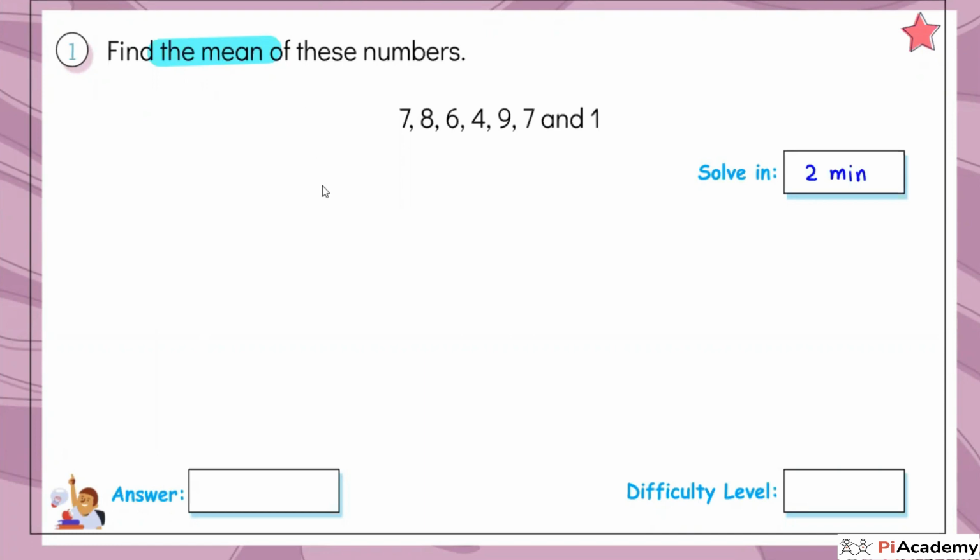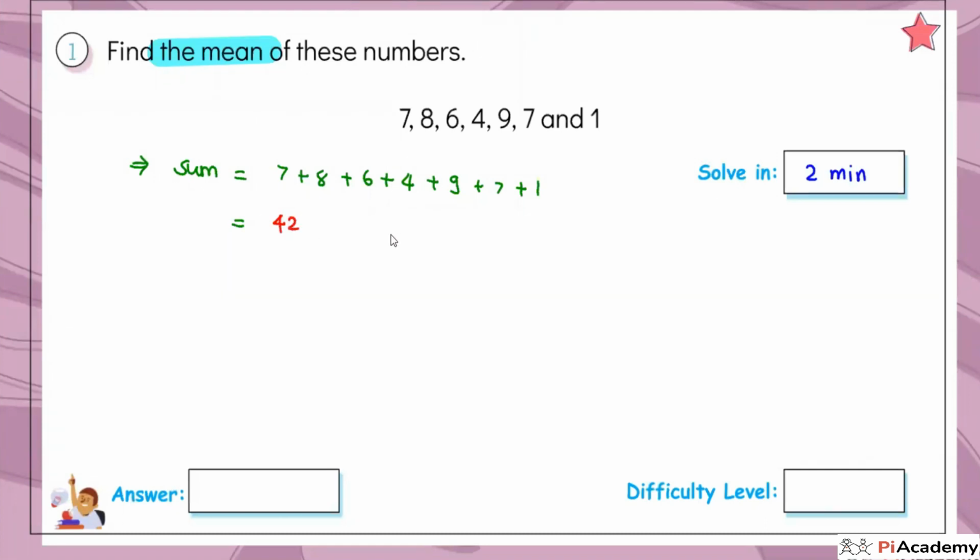As we all know how to find the mean, we all know the formula. First of all, we have to figure out the sum of the given numbers. So let's figure out the sum: 7 plus 8 plus 6 plus 4 plus 9 plus 7 and plus 1. 7 plus 8 is 15. 15 plus 6, 21. 21 plus 4, 25. 25 plus 9, 34. 34 plus 7, 41. 41 plus 1, 42. So this is 42.